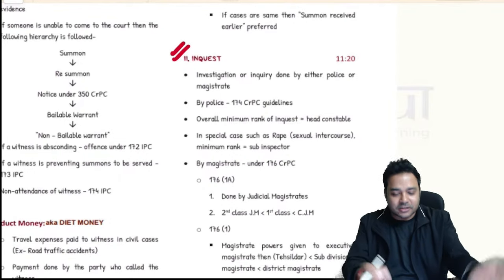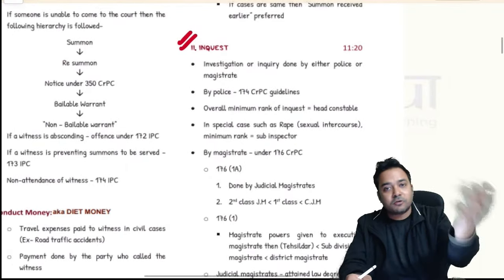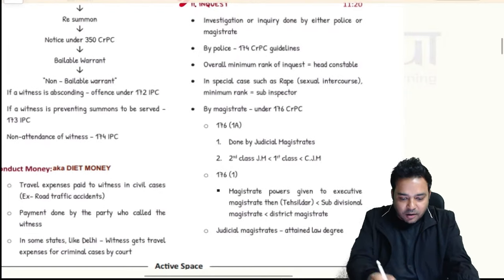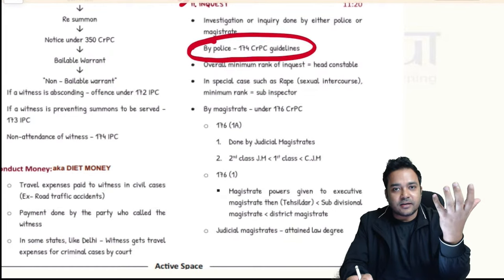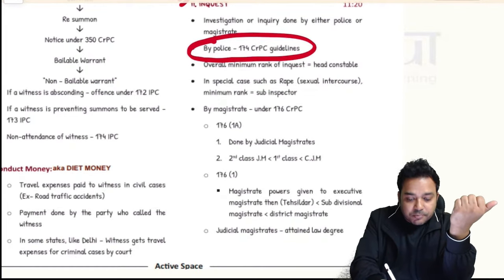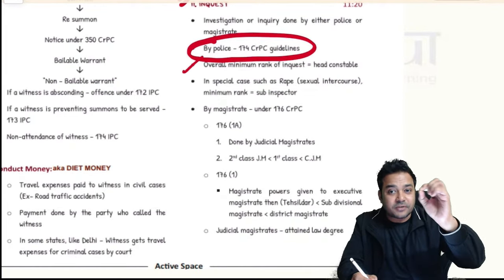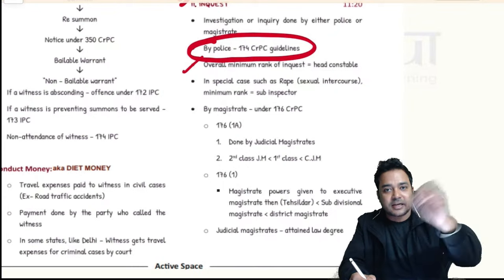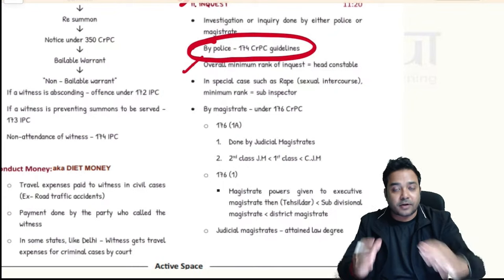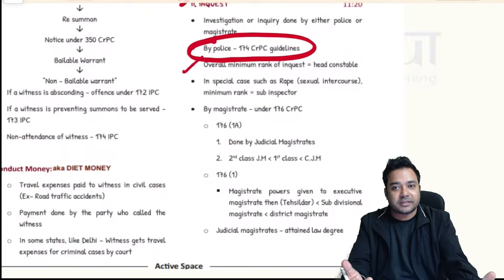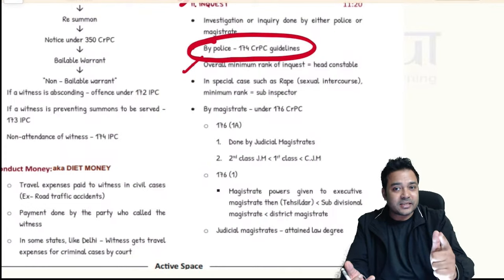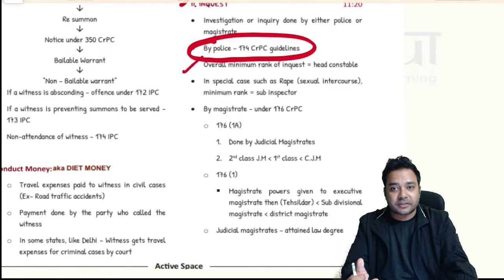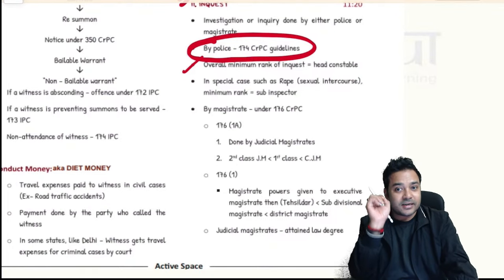What is inquest? Inquest is investigation or inquiry done by either police or magistrate. A police inquest, you all know, comes under 174 CrPC. Okay. Then overall, the minimum rank. These are the key points which we have to remember for our NEET PG exams. Like overall, what is the minimum rank of a police official for doing the inquest? Head constable. There is no harm in remembering this fact while you are preparing for your prof exams. This is the point which I am hitting.